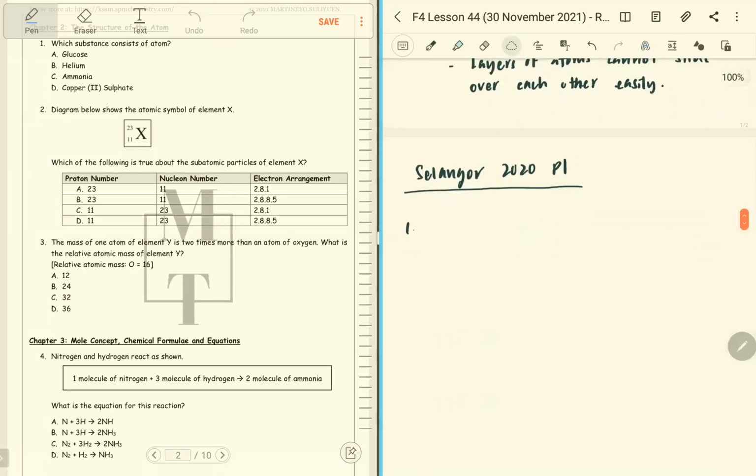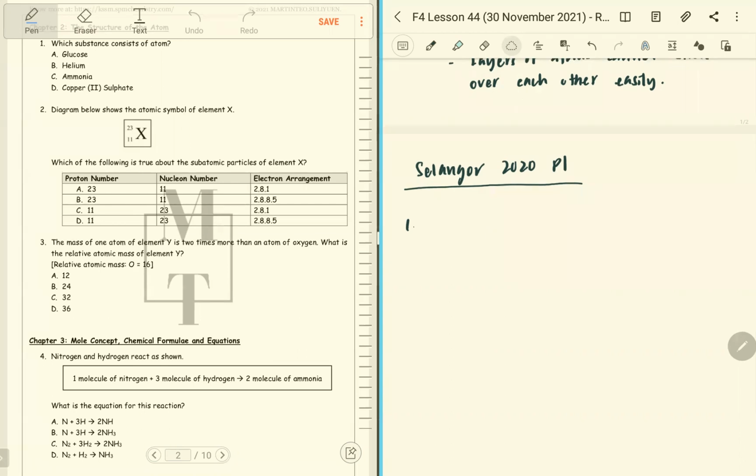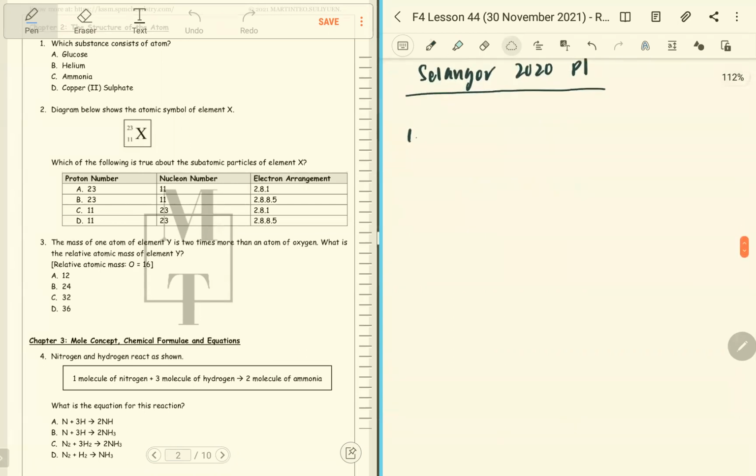Okay, let me discuss. Seeing quite a lot of answers coming in. First one, which substance consists of atom? When we see atom, we are talking about alone. Anything that comes alone. So the answer here is B, because helium comes alone.